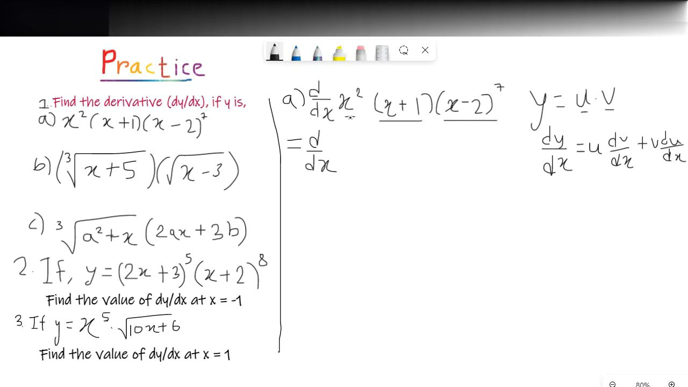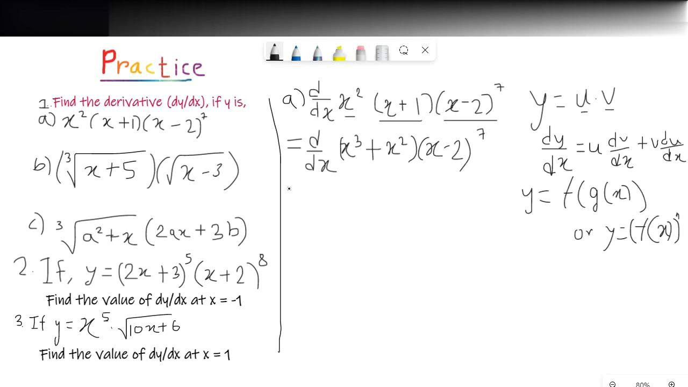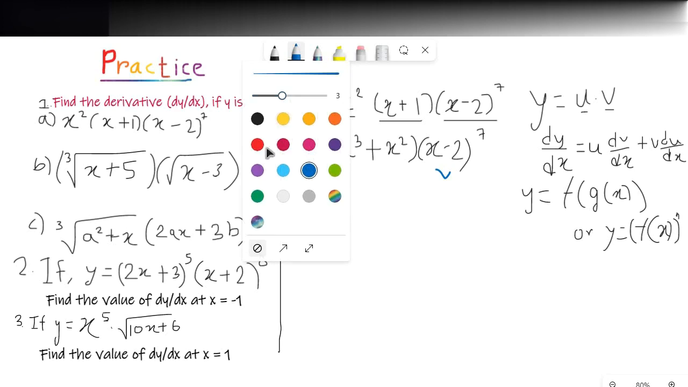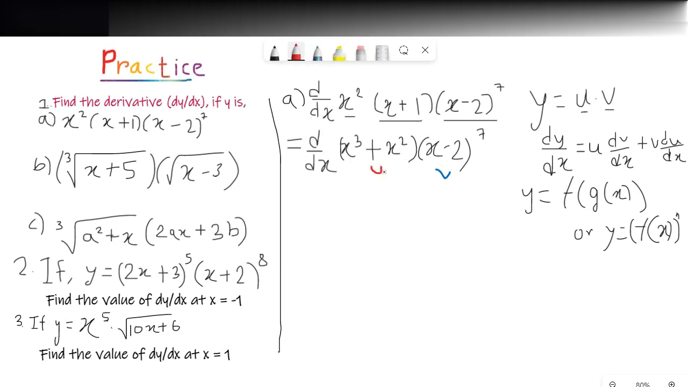So multiplying x squared with x plus 1, we get x cubed, as x squared multiplied by x is x cubed, and multiplying x squared with 1 is basically x squared, and then multiplied by x minus 2 whole to the power 7. So now we have the format of u, v, so marking them as v here and marking the first function as u. We can use the formula dy by dx is equal to u dv by dx plus v multiplied by du by dx.